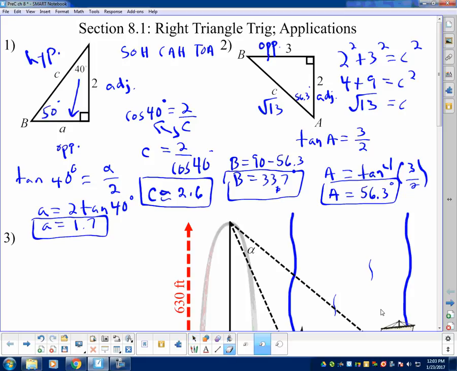33.7 degrees. All right, so that's solving a right triangle. We find all the angles and all the missing sides. So I got a couple of those in the assignment. A few of those, actually. All right. Questions first.